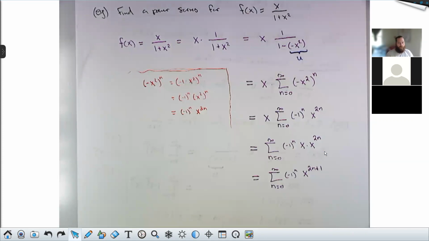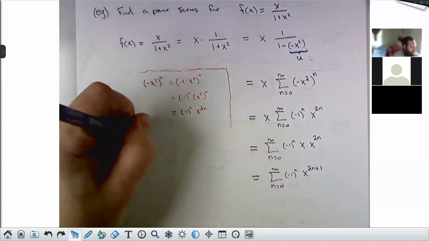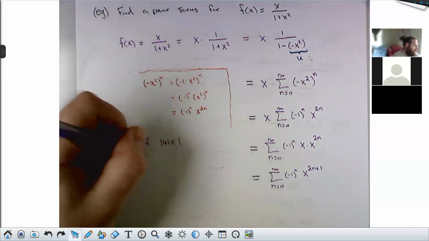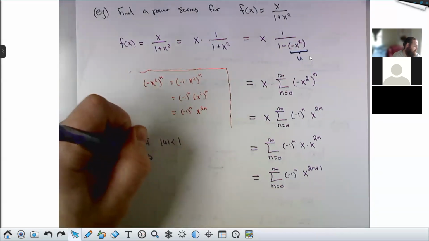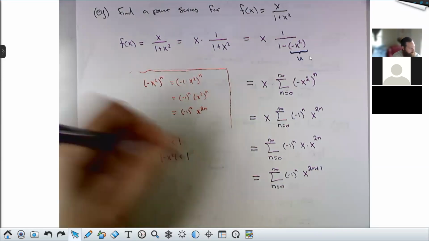And to find your IOC, you could take this and run it through the ratio test, solve the inequality, and check the endpoints. That's an option. You can always do that. But if you want to do it quickly, you come back here. We know this will converge if the absolute value of u is less than 1. Which means the absolute value of negative x squared is less than 1.